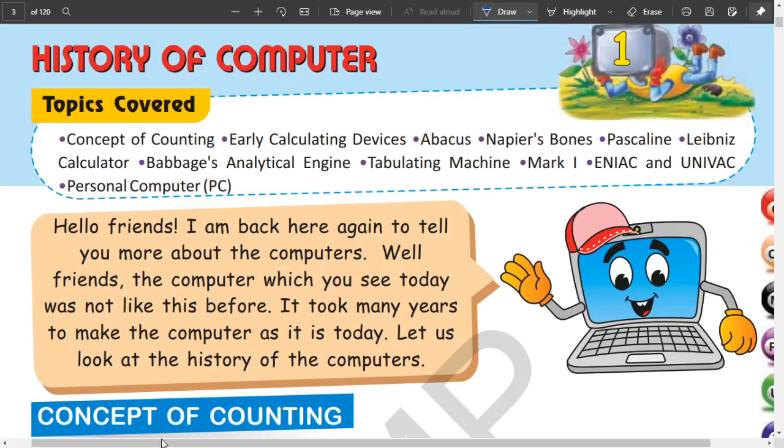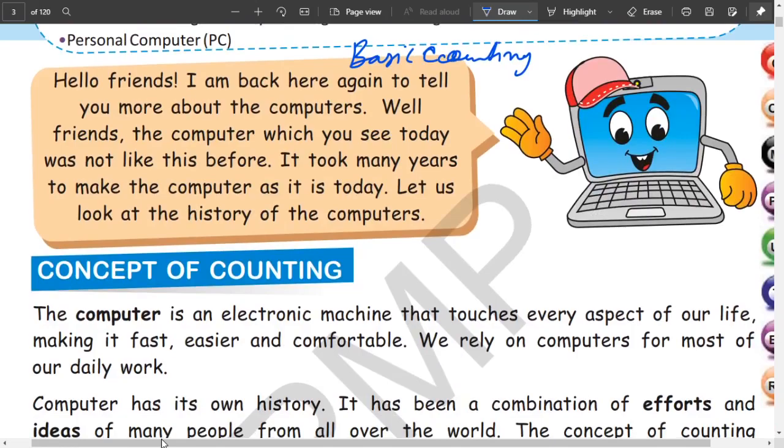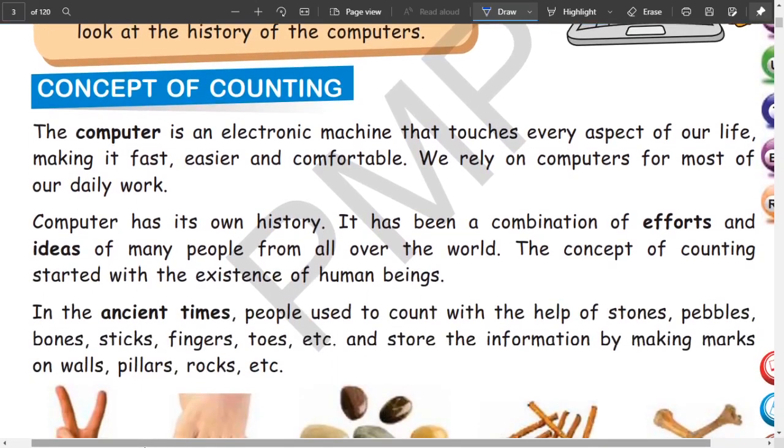So here, as you can see, the basic need was counting, that is, how you will count, automatic counting. So for that purpose people thought that we should have some kind of device that can count. The computer is an electronic device or electronic machine that touches every aspect of life. Today we use computers for every single thing. In today's world, we can see computers everywhere. It is making things fast, easier, and comfortable. We rely on computers for most of our daily work.